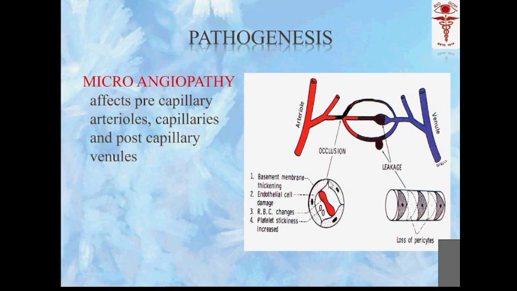Also there is loss of the pericytes. The pericytes are present in the outer layer. If the pericytes are lost, the integrity of the vessel wall goes. So the vessel slightly bulges out, and that forms what is called a microaneurysm. This is the first pathology. Next is the microvascular occlusion.